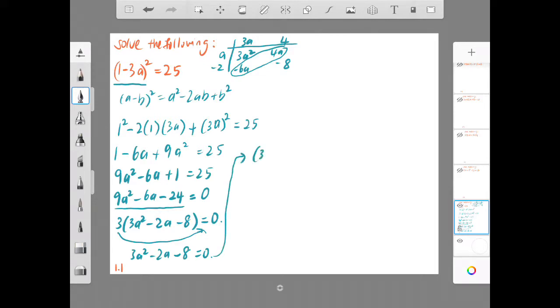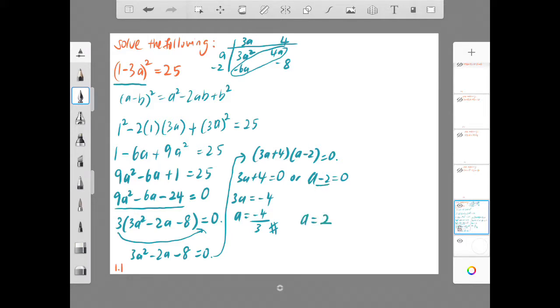So this is (3a plus 4)(a minus 2) equals 0. So 3a plus 4 equals 0, or a minus 2 equals 0. 3a equals negative 4, so a equals negative 4 over 3. This is one of the solutions for a. And the other one is a equals 2, because you shift this over to the right hand side. So the solution for a is actually negative 4 over 3 or 2.